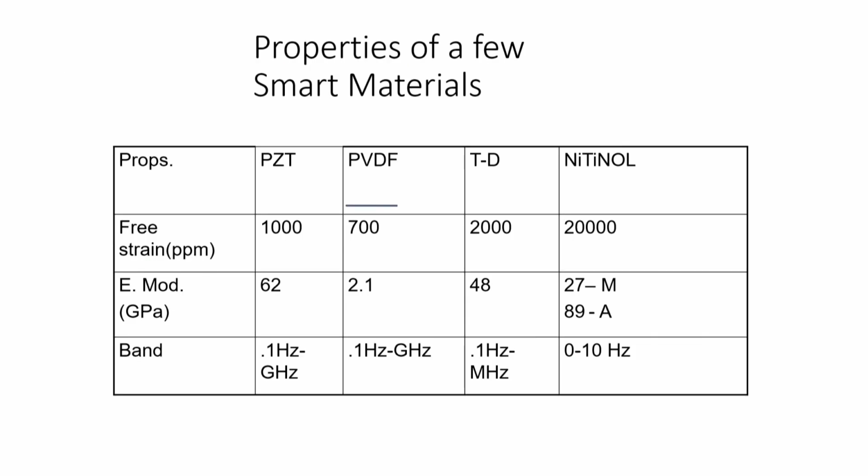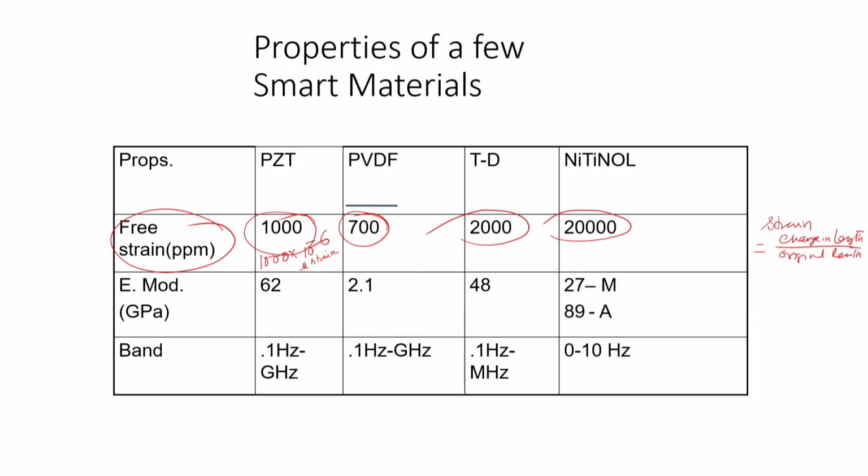The general properties of smart materials, these three are very important for us. One is the free strain, that means if there is no mechanical force, how much strain they can have. Like piezoelectric material can have a free strain of 1000. Strain is unitless, because strain is actually change in length over the original length. So, it is a dimensionless quantity. Okay. So, here it is 1000 parts per million, which means 1000 into 10 to the power minus 6. Sometimes we also call it micro strain, because this 10 to the power minus 6 signifies micro. So, 1000 is for PZT, PVDF 700, terphenol D is more, 2000, nitinol is the maximum, 20,000, which means it can show a very large change in strain.